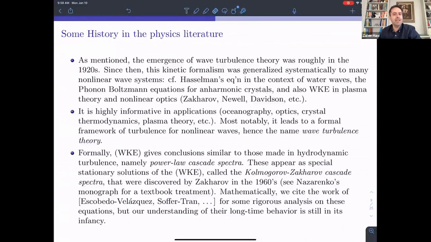Particularly understanding the long-time behavior of this equation and the role that those power law spectra play in this long-time behavior. This is something that's very much poorly understood at this point.